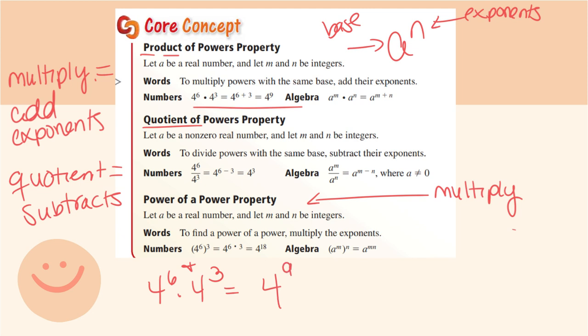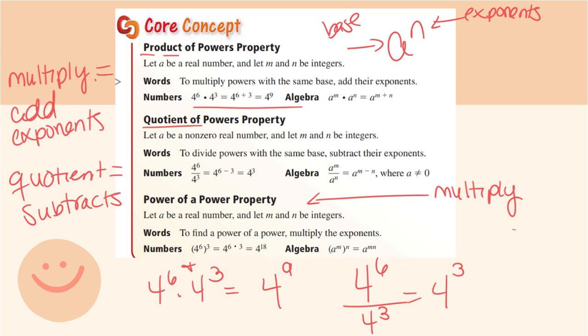In quotient, in this example, we have 4 to the power of 6 over 4 to the power of 3, and we have to subtract. Keep your same base. 6 minus 3 gives us 3. That's your answer. As long as it's not 0, remember, when 0 is in the exponent, it makes 1. If it's in the denominator, then that means it's going to be undefined, okay?